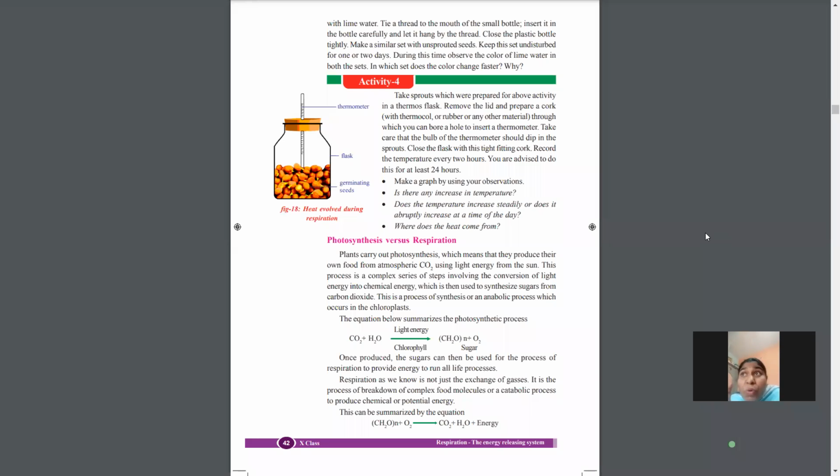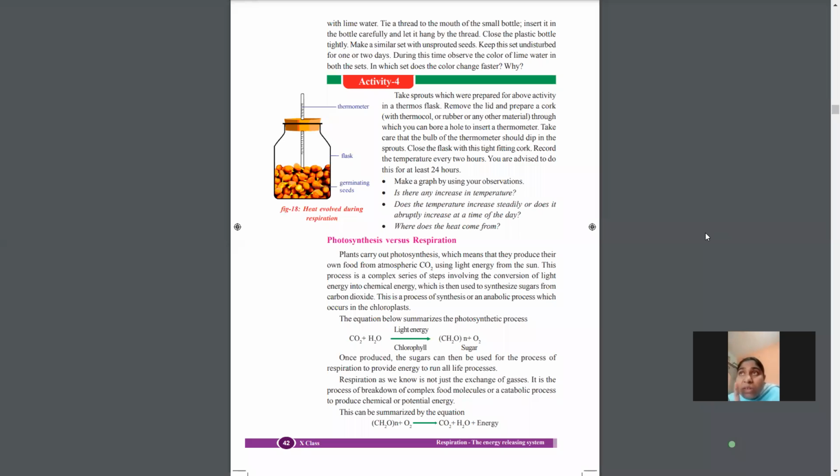Unsprouted means there should not be any germination or sprouts. So a fist of Bengal gram or moong dal seeds you had to place in a plastic bottle or glass bottle, just similar. The difference is that those are sprouted seeds and these are unsprouted seeds. So you had to maintain two cases, and keep both sets undisturbed for 1 or 2 days.